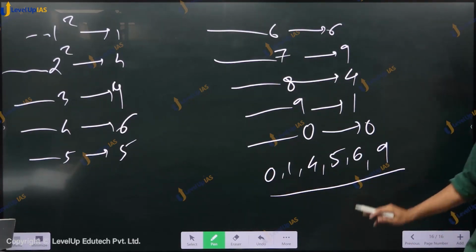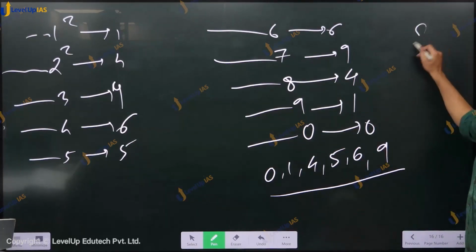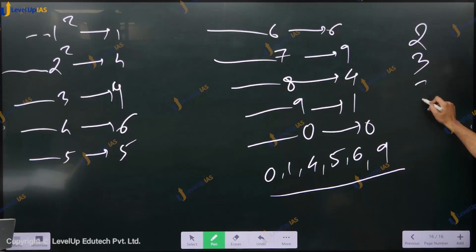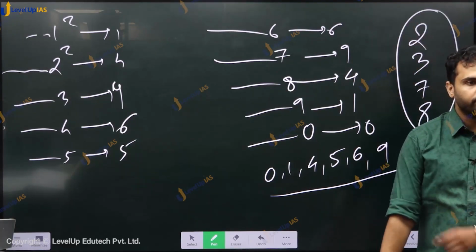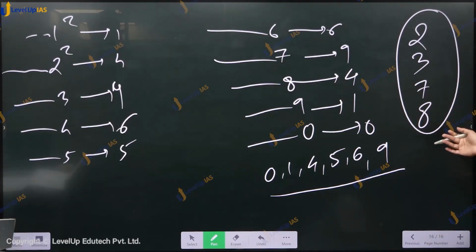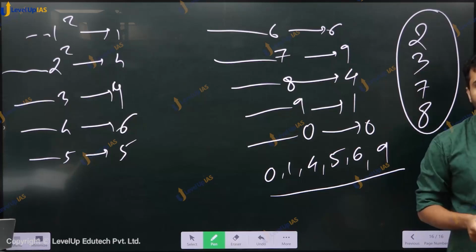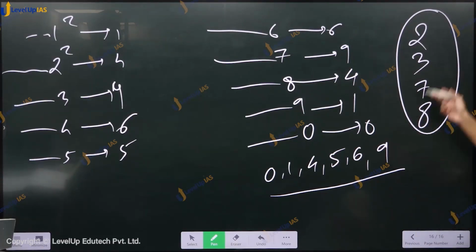कोई भी स्क्वायर नंबर हो, उनके यूनिट्स प्लेस में यही होना पड़ेगा. In other words 2, 3, 7, 8 कभी नहीं आ सकते यूनिट्स प्लेस पे स्क्वायर के. These digits cannot ever come at the end of a square. Right? So if the question is which of the following numbers is not a square, and one of the options is a number ending with these digits, you can directly tick that.